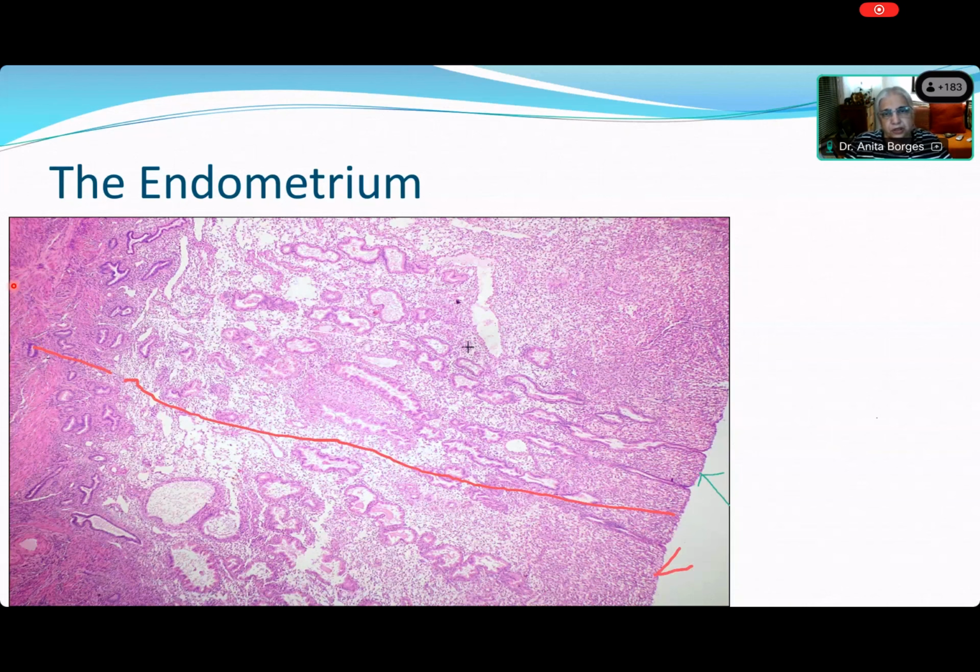From here to here is what you call the functionalis, right, Simi? Yes. This layer undergoes changes with the menstrual cycle. All right, excellent. So that's the functionalis, and it's called functionalis because it actually has a function, right? What is that function, Simi? The glands have a secretory function, and they support the developing ovum when it gets attached to the endometrium.